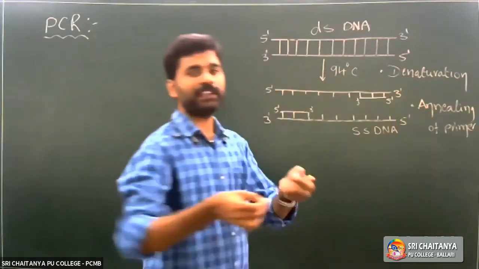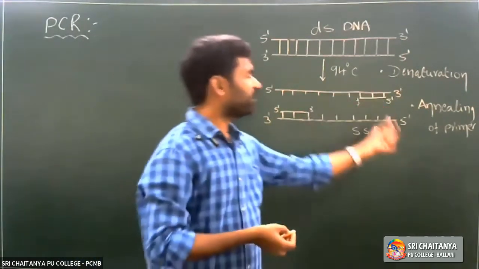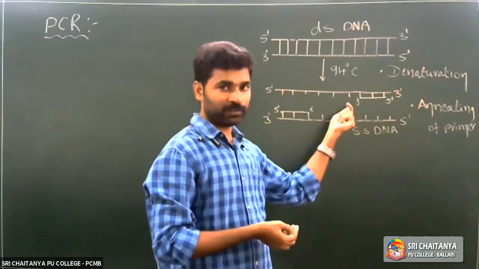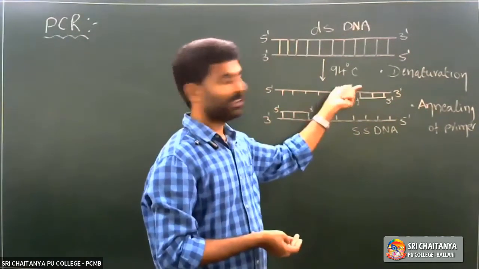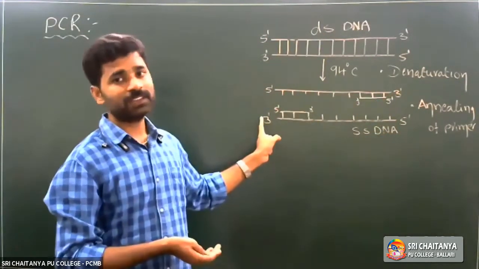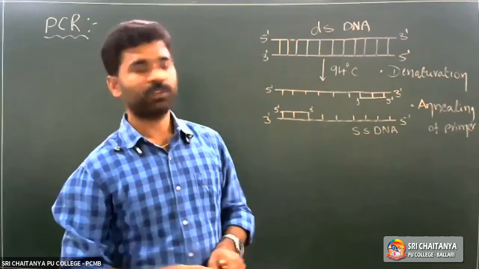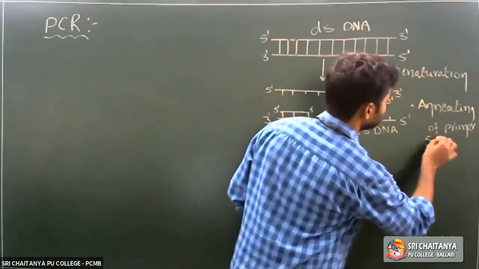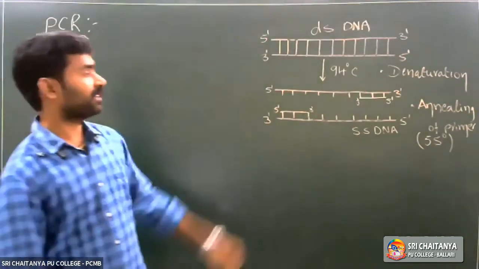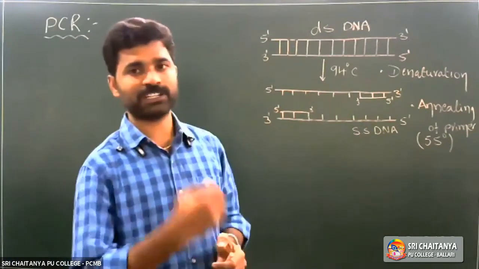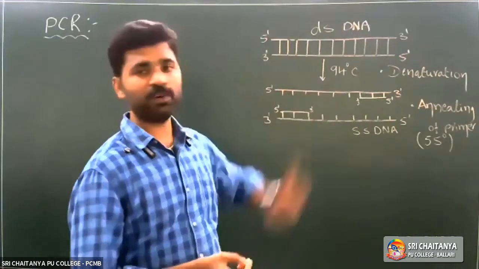What is annealing? Annealing is nothing but joining or adding. The primers, which are arranged in 5 prime to 3 prime direction, are joined to the template strands near the 3 prime ends. So we call it annealing of primers. In this process, we maintain a temperature between 50 to 55 degrees centigrade. Right? That's the reason we call it the cooling step. Second step, cooling, for adding primers to the template strands or single stranded DNA molecules.